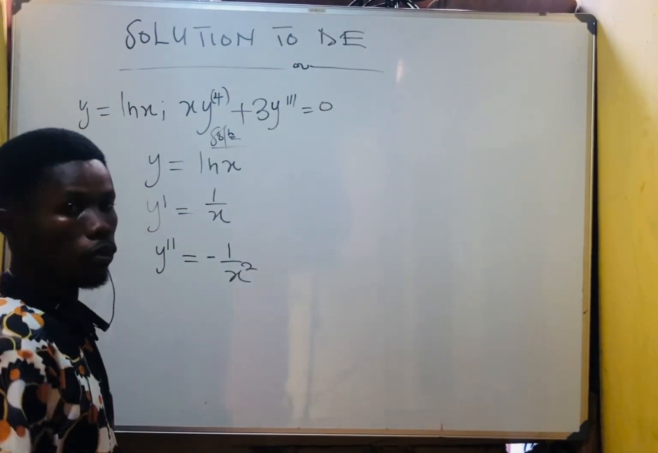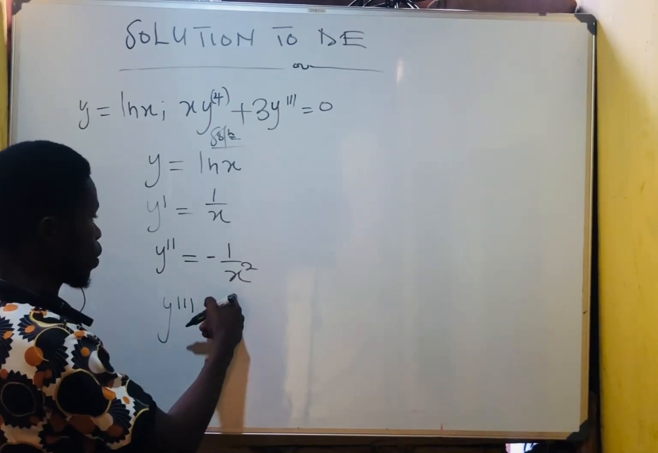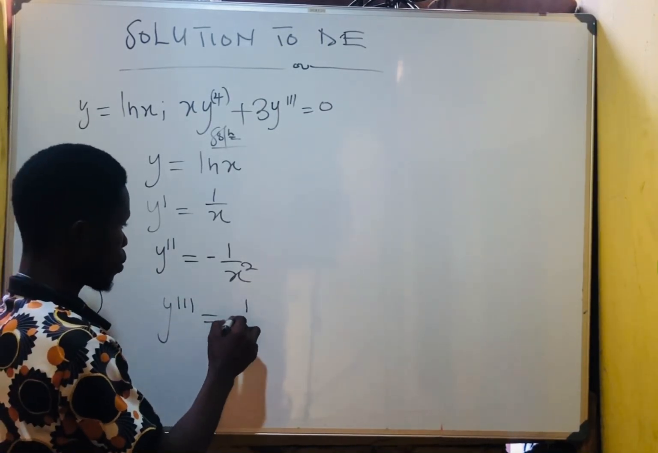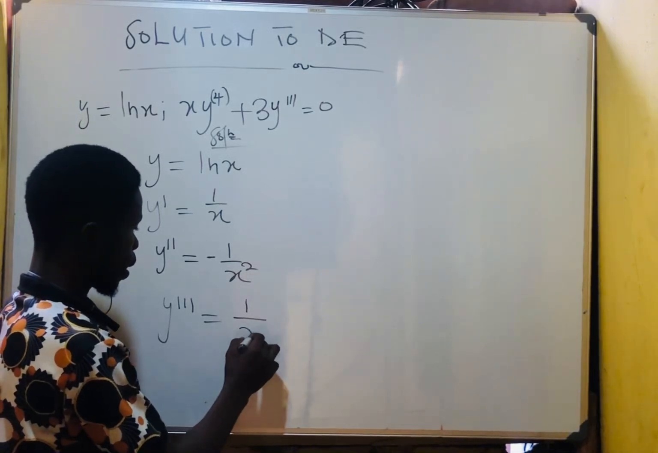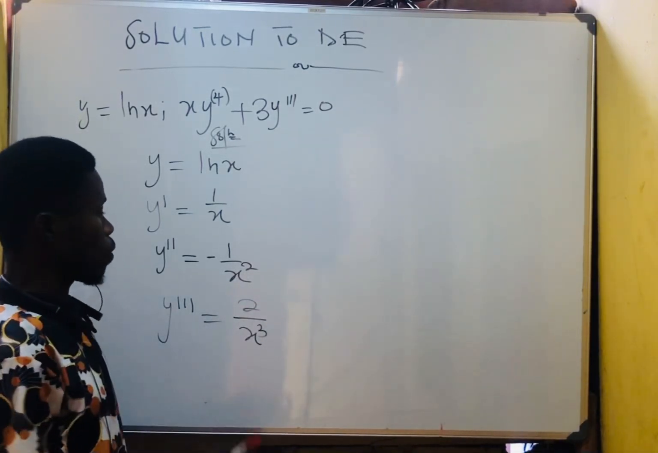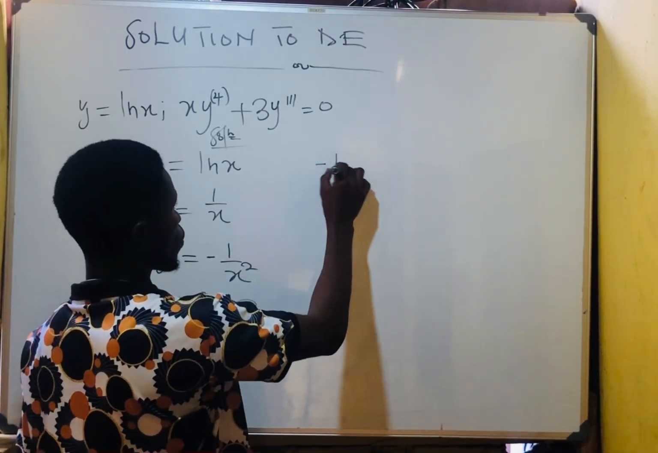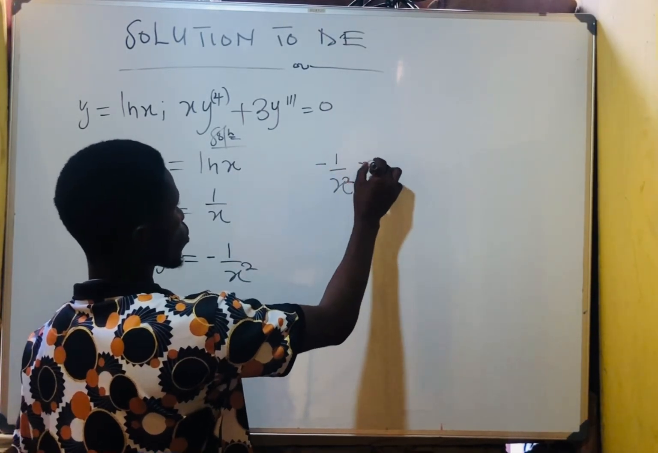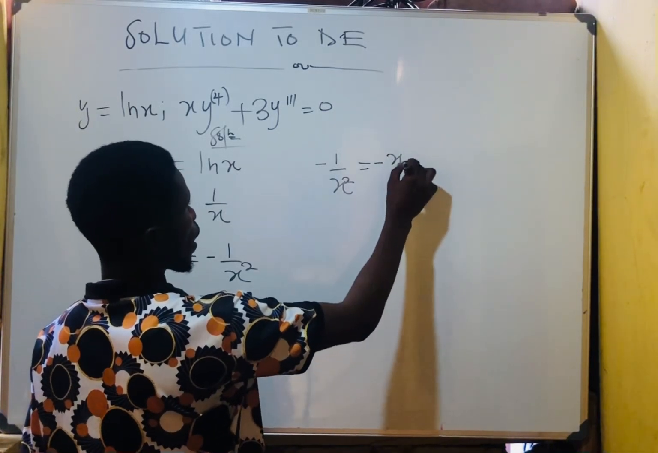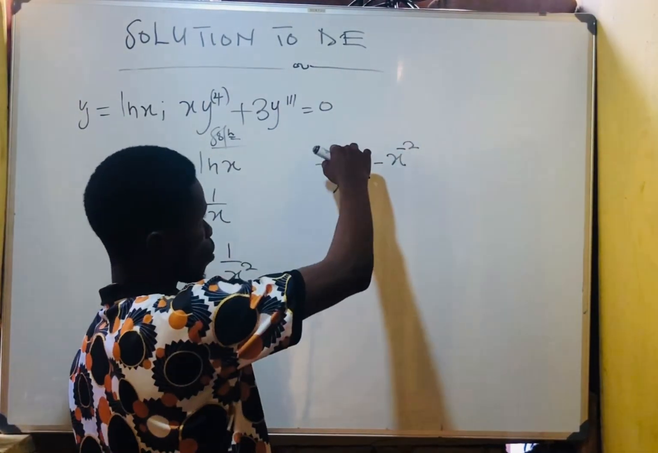So now, let's move to the third one. Y prime prime prime. We are going to have 1 over x cube. Sorry, here will be 2. We have 2 over x cube. Let's see. So negative 1 over x squared can also be written as negative x to the power negative 2, like this.